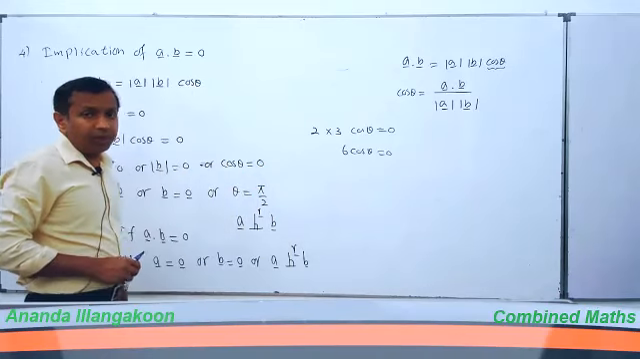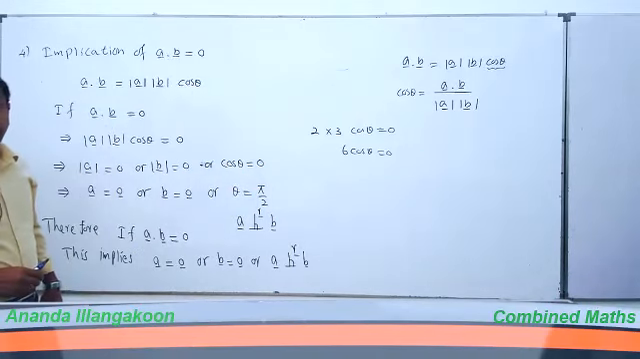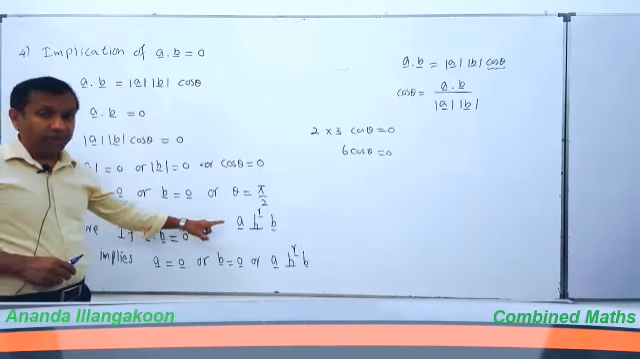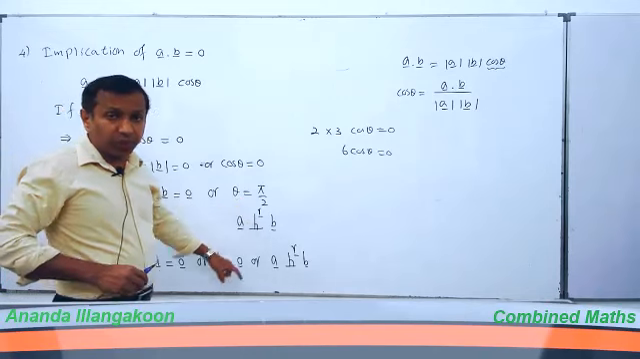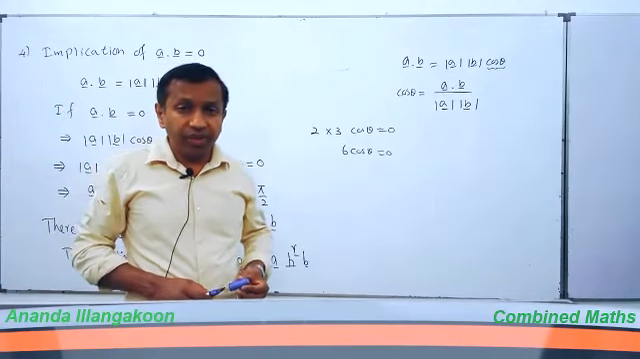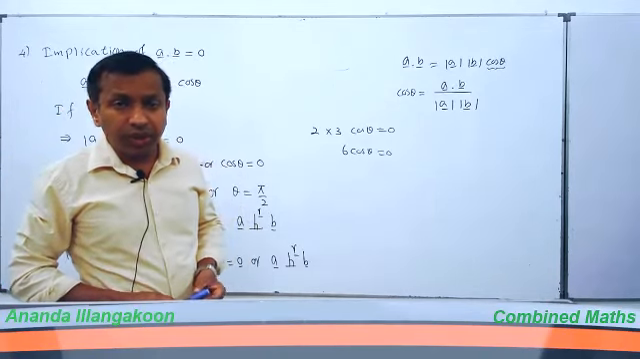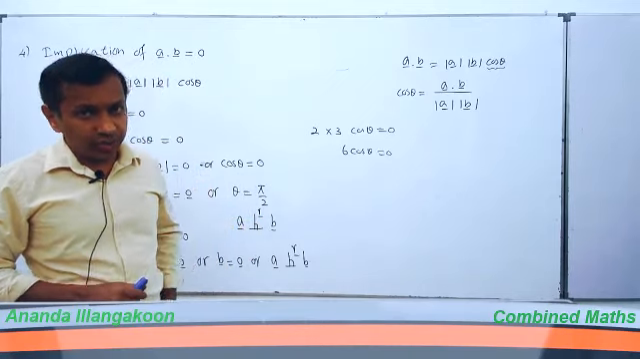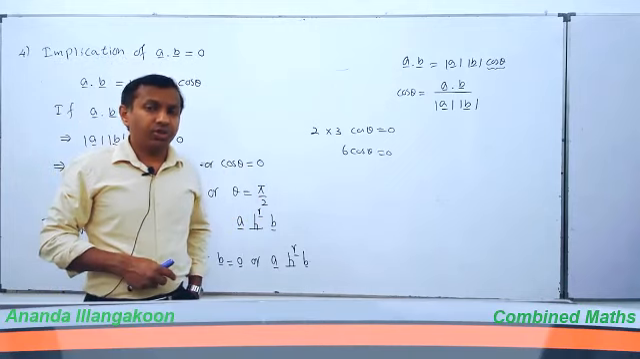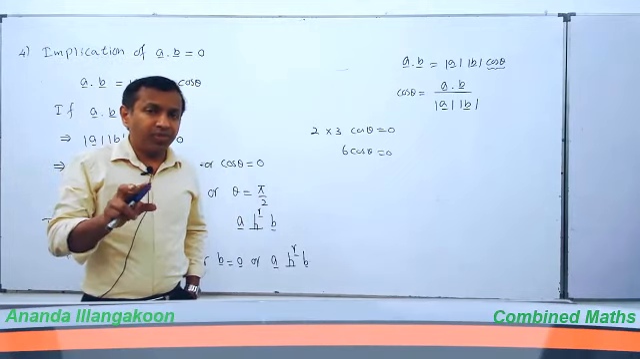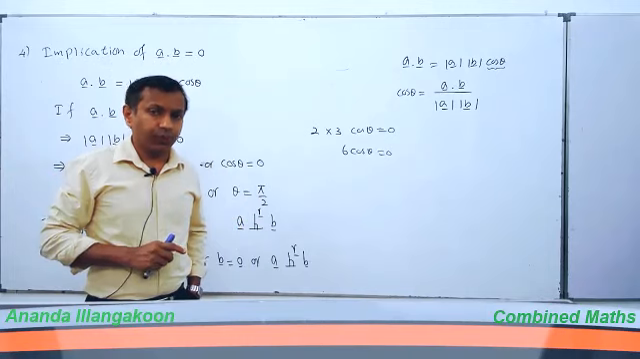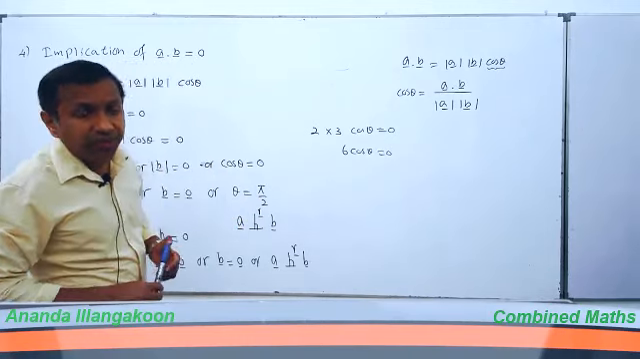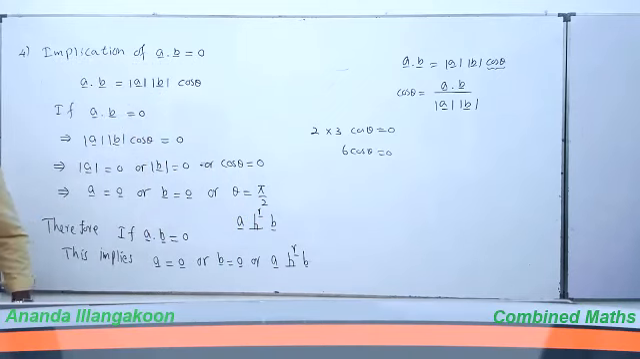Therefore, when A and B are not null vectors, and if A dot B equals 0, this implies vector A is perpendicular to vector B. That is the method we use: if we need to show that two vectors are perpendicular to each other, we show that the dot product between the two vectors is 0. Right? Then that also we can write here as a result. First, take it down here.